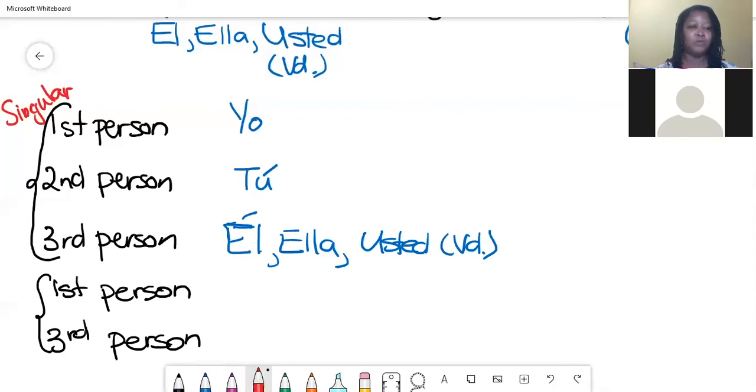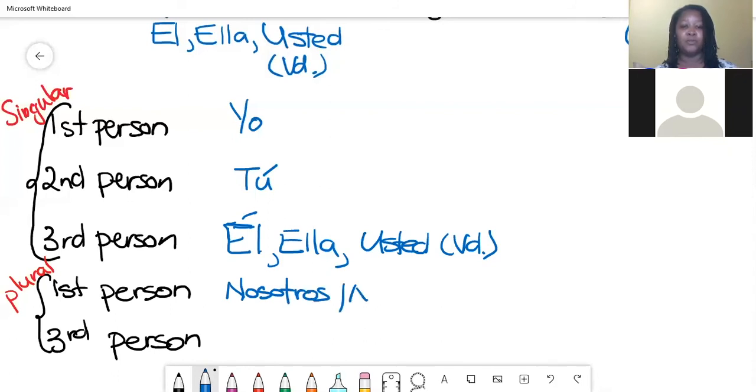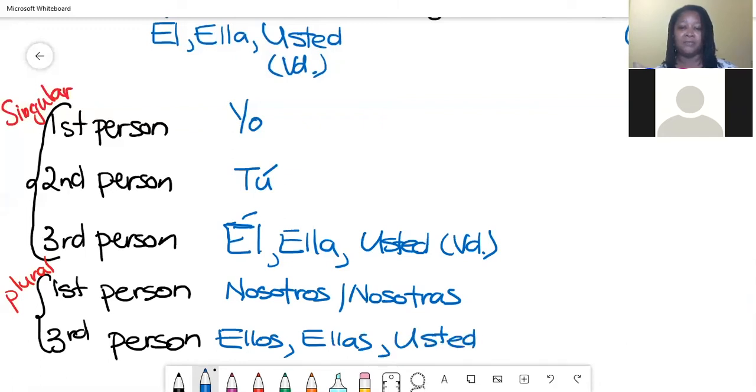And these are our plural pronouns. And here we have nosotros or nosotras. And then we have ellos, ellas, ustedes.